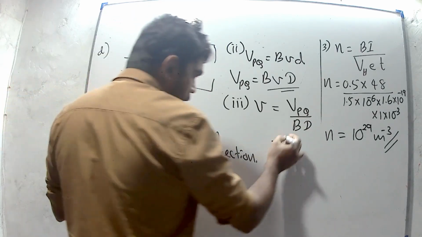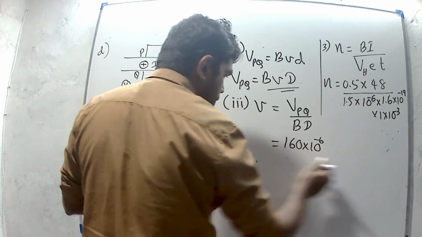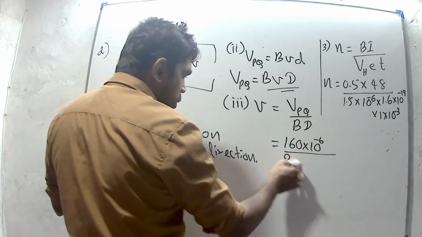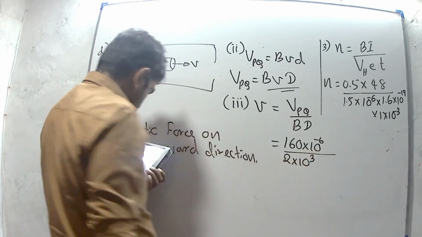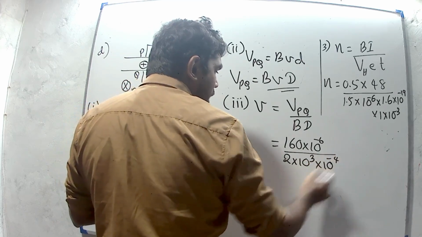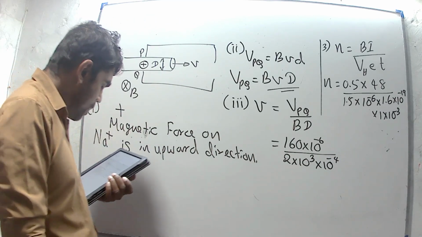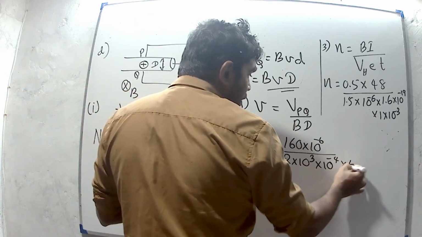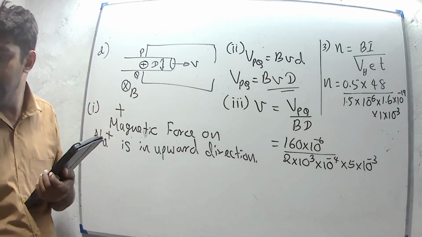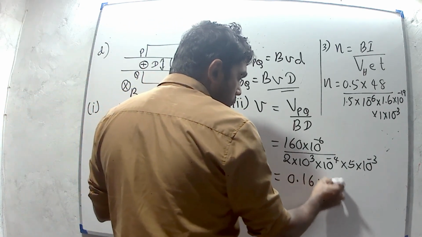VPQ is 160 microvolts. It means 160 × 10^-6 volts. Divide by B, the magnetic field. It is 2 × 10^3 Gauss. But 1 Gauss is 10^-4 Tesla. Therefore, we have to multiply by 10^-4 to convert Gauss to Tesla. D is the diameter, 5 millimeters, 5 × 10^-3 meters. Then we can simplify it. The answer should be 0.16 meters per second.